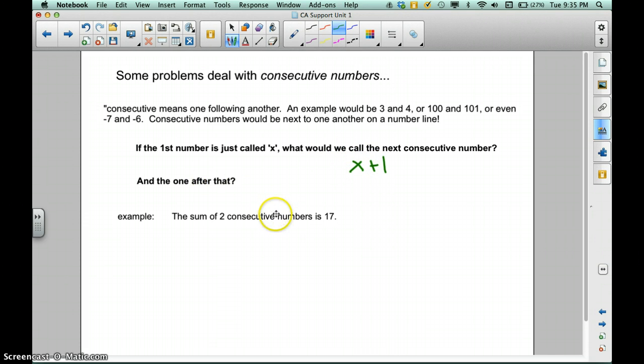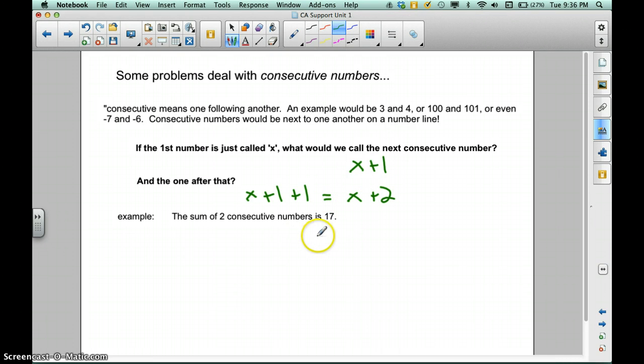What about the one after that? Wouldn't you add 1 again? So what's x plus 1 plus another 1? Well, it's x plus 2. Now we're going 2 over from the original number, 2 over on the number line. And so x plus 2 would be the next one.